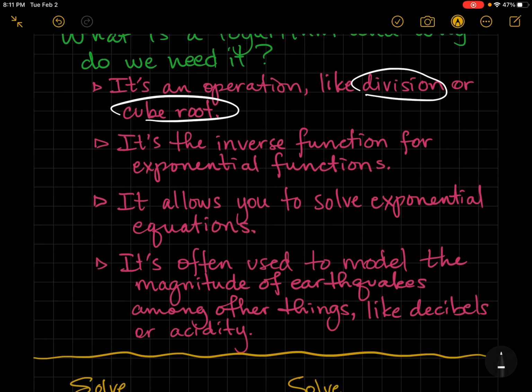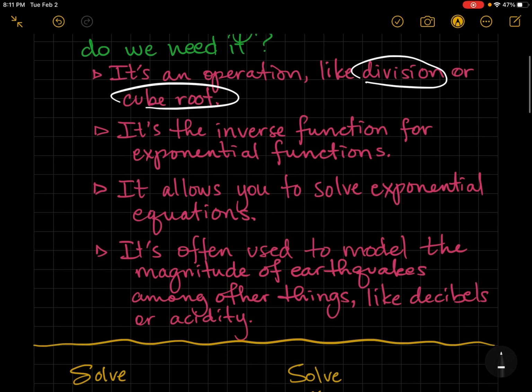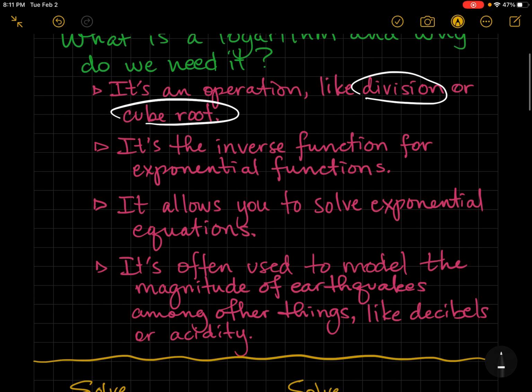It's the inverse function for exponential functions. So it's how we undo the exponent. Just like we know addition and subtraction undo each other, well, the exponential and the logarithm undo each other. It allows you to solve exponential equations. And that's the main thing we're going to be looking at, being able to solve exponentials.